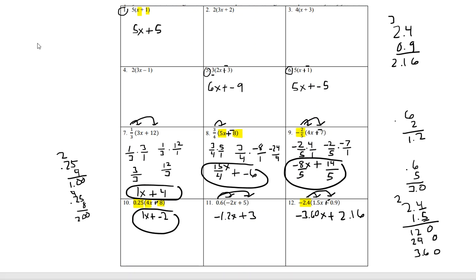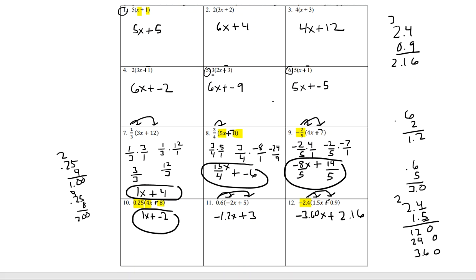Okay, so now that we've gone through all of these examples, let's just quickly go up to 2, 3, and 4 and finish those ones. 2 times 3x is 6x. 2 times 2 is a positive 4. 4 times x is 4x. 4 times 3 is a positive 12. 2 times 3x is 6x. And remember, subtraction gets changed to adding a negative. So this is going to be 6x plus a negative 2.